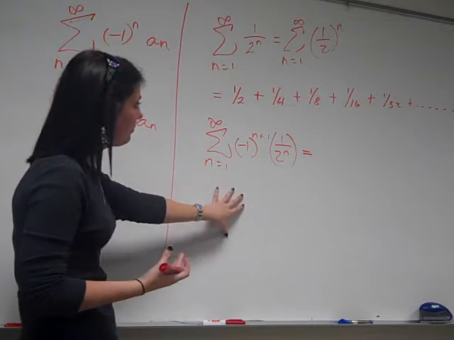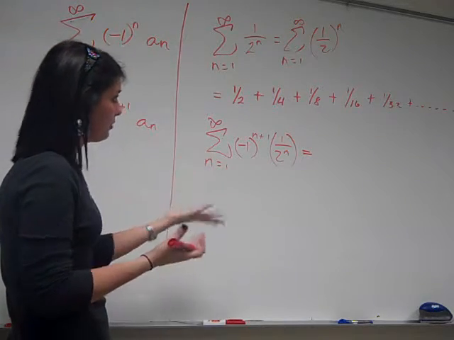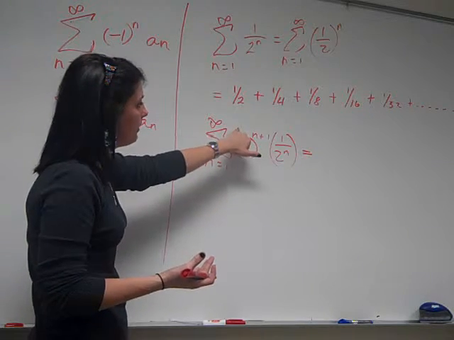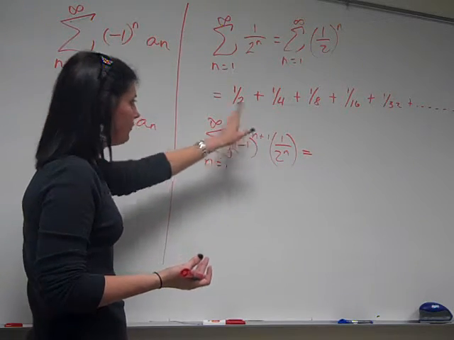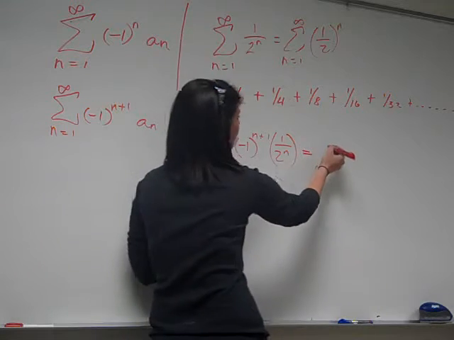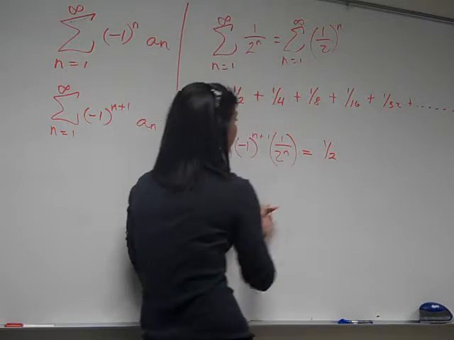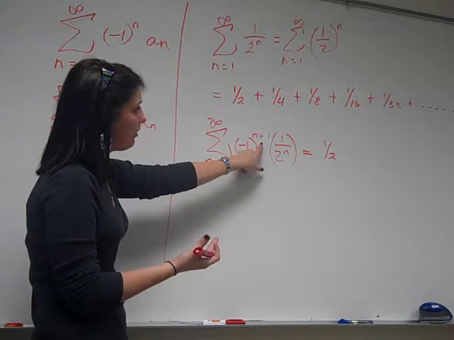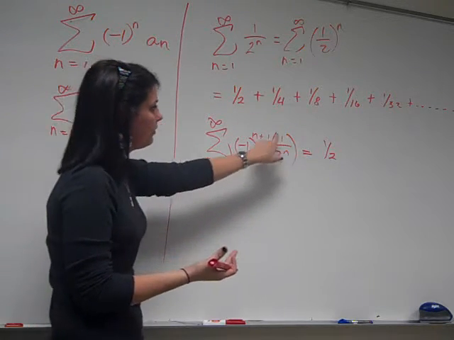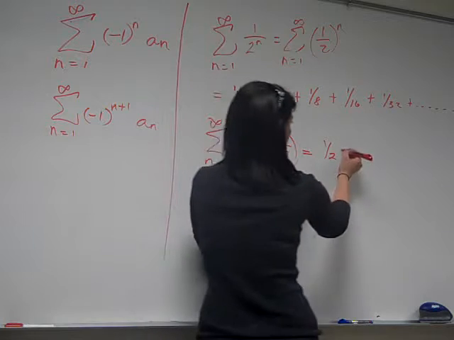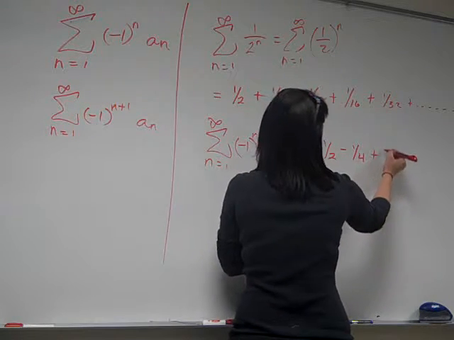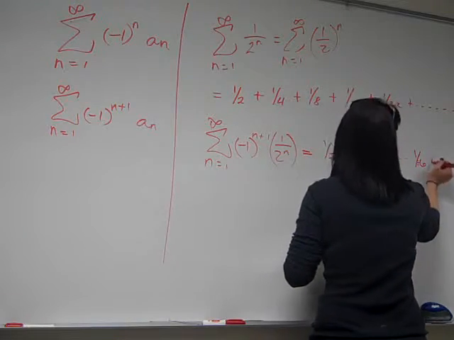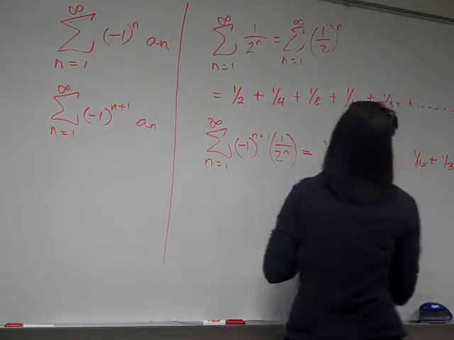Okay? So if we go through and we just list out a few of the terms, it'd probably be easy to see that. Whenever I stick 1 in, negative 1 squared is going to be a positive 1. So my first term is going to be positive, so I do get a half. My next term is going to be negative 1 to the third, so it's going to be a negative 1/4. So minus a fourth, plus an 8th, minus a 16th, plus a 32nd, so on and so forth.